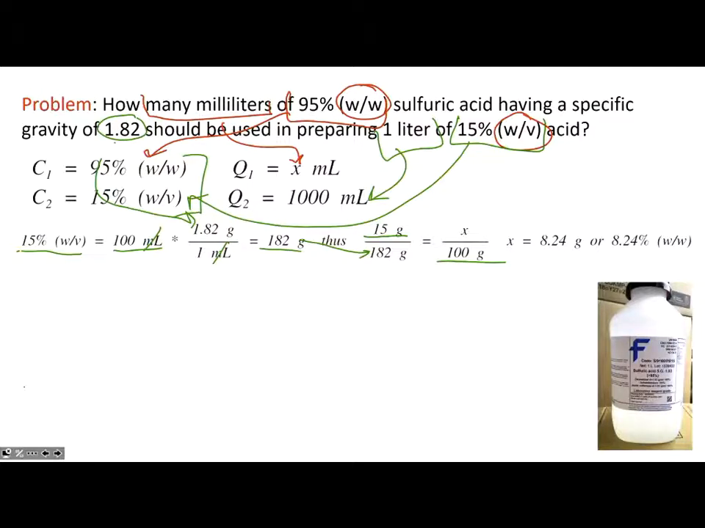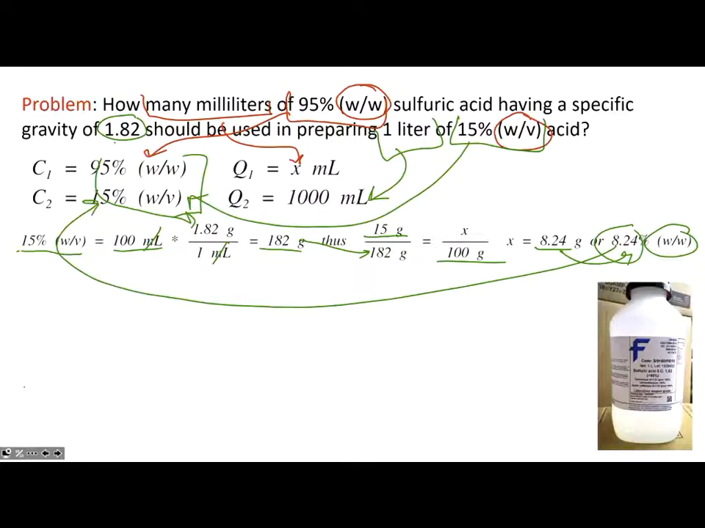So when I solve for x, 15 times 100 divided by 182 numerically gives me 8.24, and that would be units of grams. That would be the grams of actual sulfuric acid in that solution. But since it's per 100 grams, that's the same as 8.24%. But this is what's important now, weight per weight. I've converted it into a weight per weight. So this value now, 8.24, is what I'm going to bring back and substitute into here.